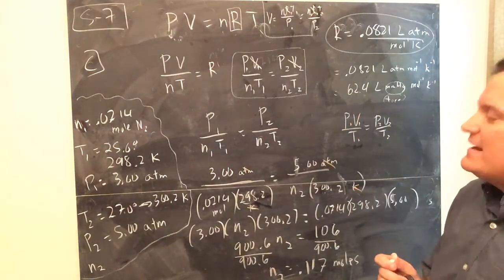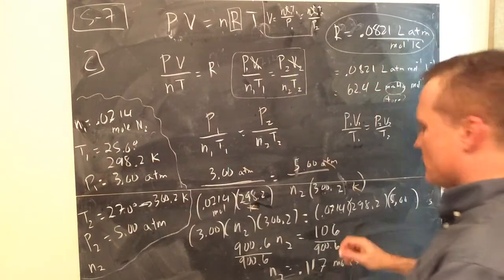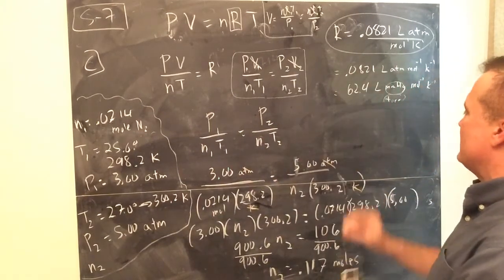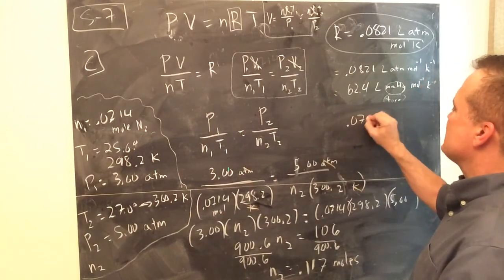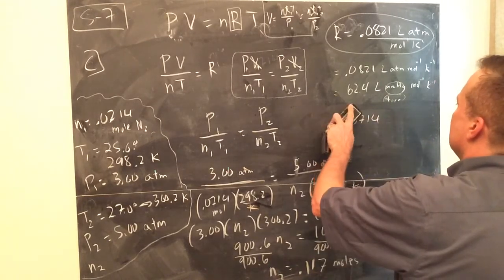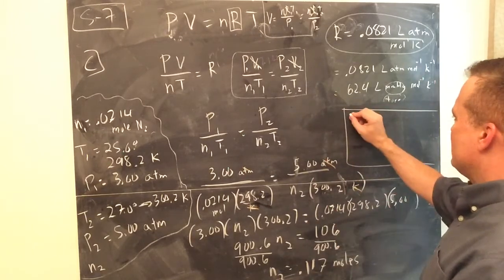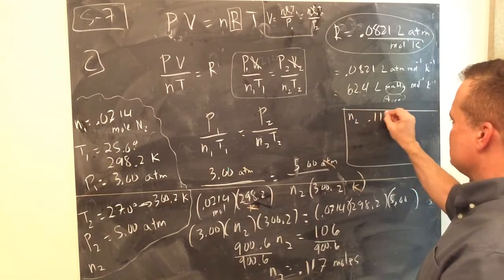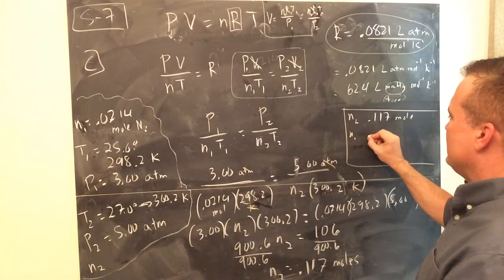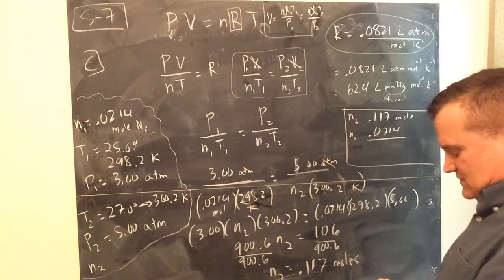So when they ask what was added, always know what the moles were before: 0.0714. This is like a side thing, but you need to know how to do it. Final moles were 0.117 mole. The initial moles were 0.0714 moles. So when you subtract those two, you'll get that.